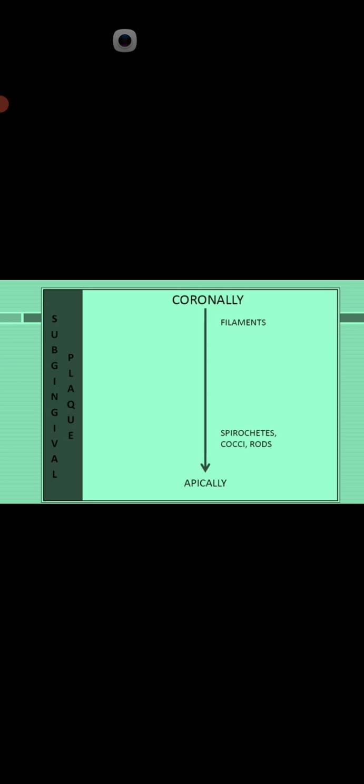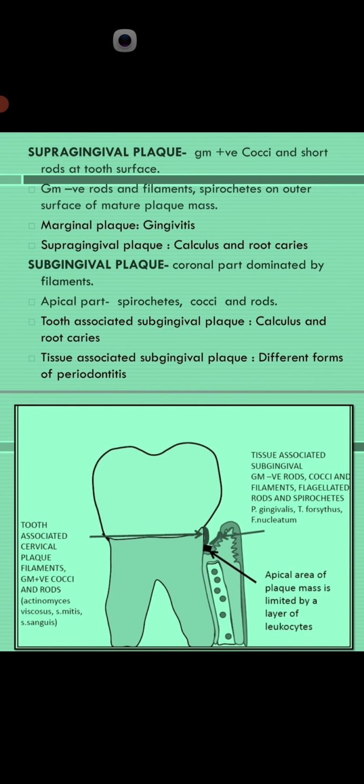Now in subgingival plaque, coronally there are filaments, and in the apical area there are spirochetes, cocci and rods. Now these are very important from an MCQ point of view. You should remember in supragingival plaque, on the tooth surface there are gram positive short rods, and on the outer surface there are gram negative rods, filaments and spirochetes.